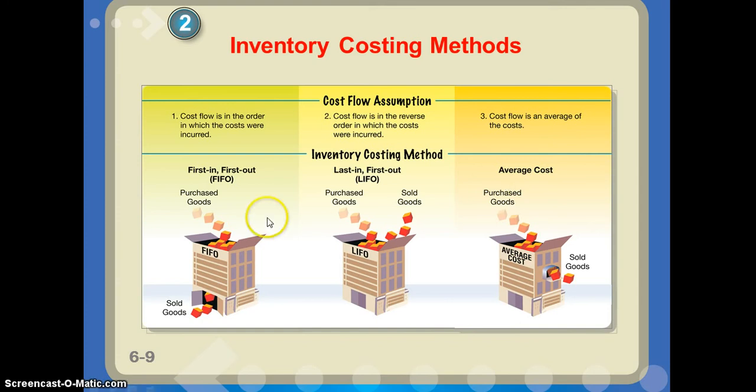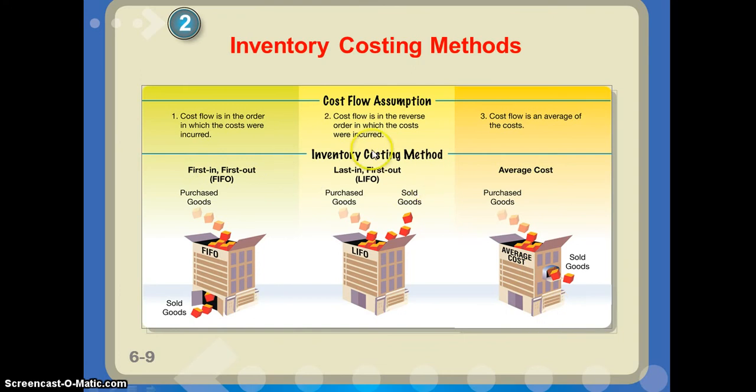FIFO, first in, first out, might be an example like your fridge at home. You put the newer items in the back because the older items are going to expire sooner. So the first ones in are going to be the first ones you take out because they're the oldest items. This is good for businesses who have perishable items, bakeries and food items.